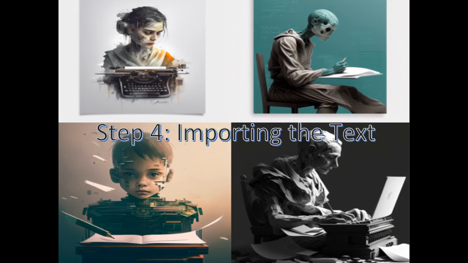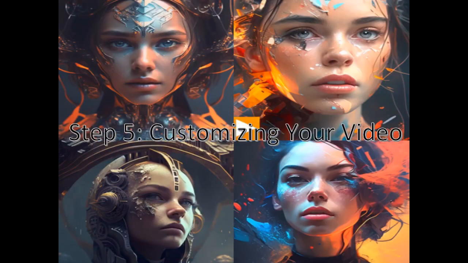Importing the text. To import the text generated by ChatGPT, click on the Import button on the left-hand side of the screen. This will open a new window where you can upload your text document. Once you have uploaded the document, DID will automatically detect the formatting and break the text into slides. You can then edit each slide as needed, adding images, animations, and other visual elements to bring your text to life. Step 5.